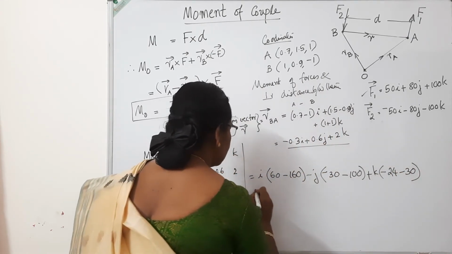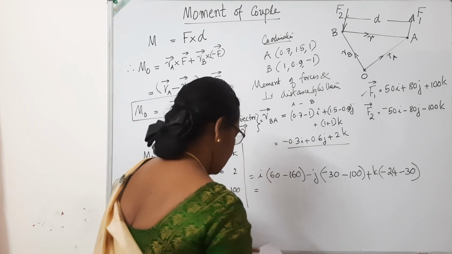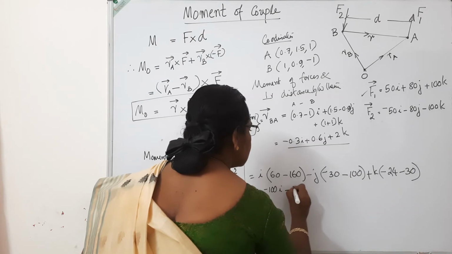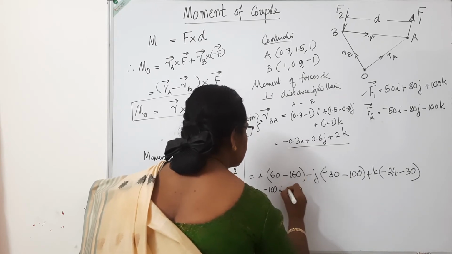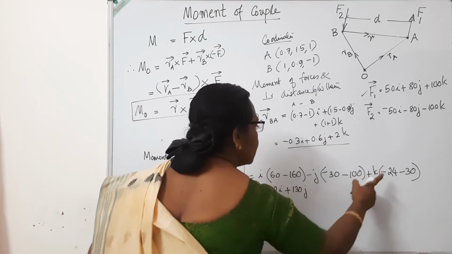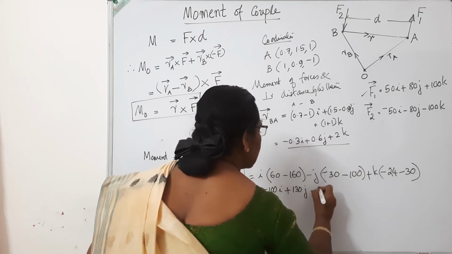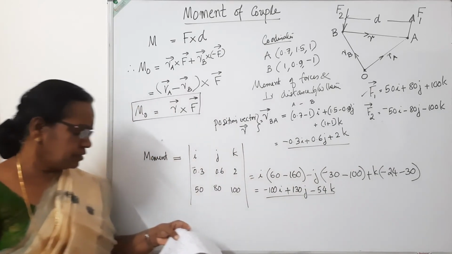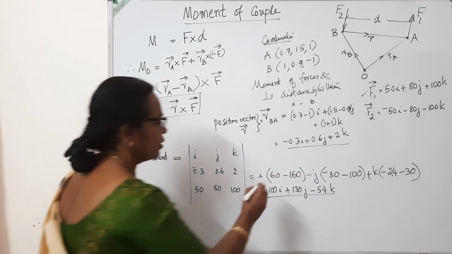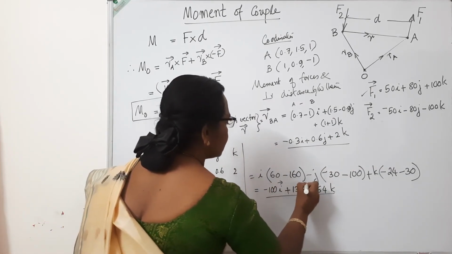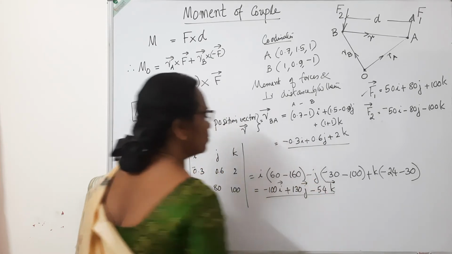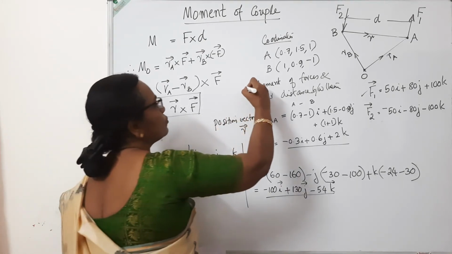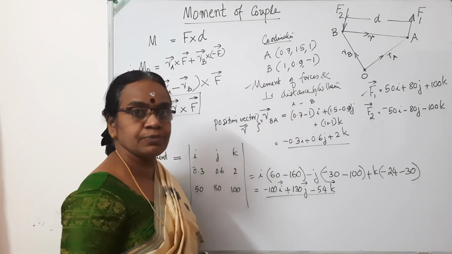So it works out to minus 100i minus 130 plus 130j minus 24 minus 54, minus 54k. So the moment is equal to minus 100i plus 130j minus 54k. Now the question: the first one is to find the moment of forces, the second one is to find the perpendicular distance between them.